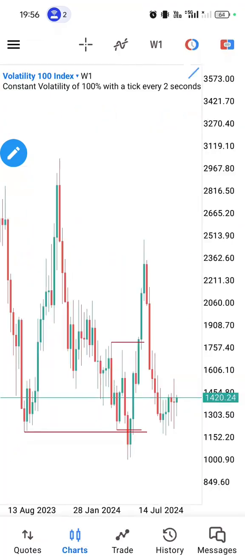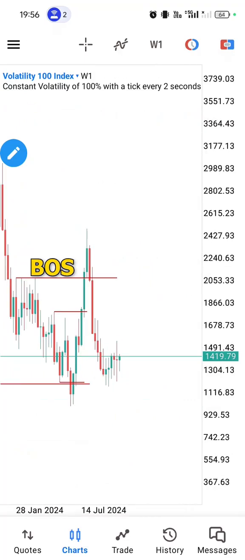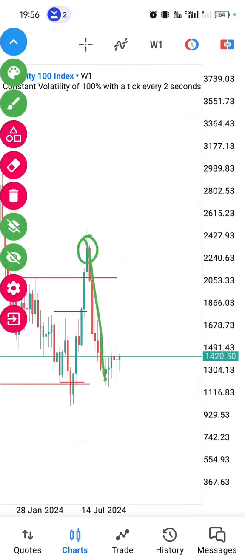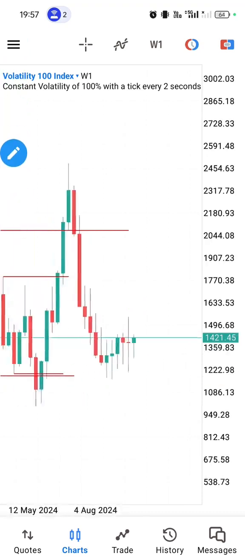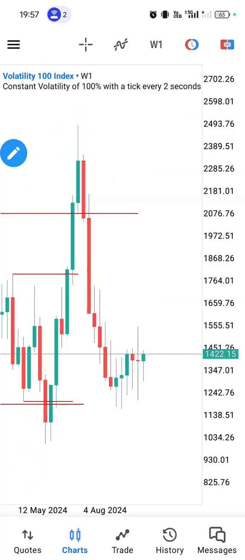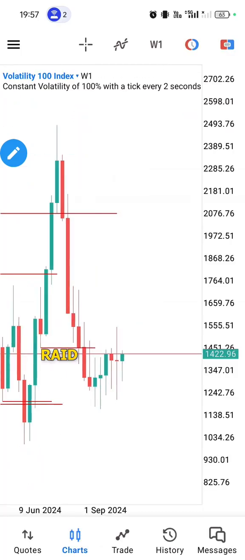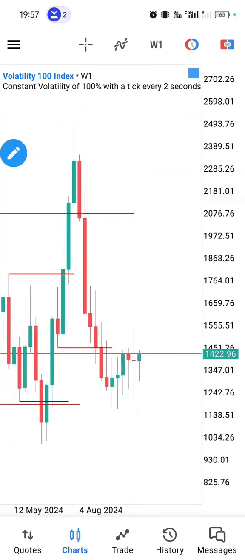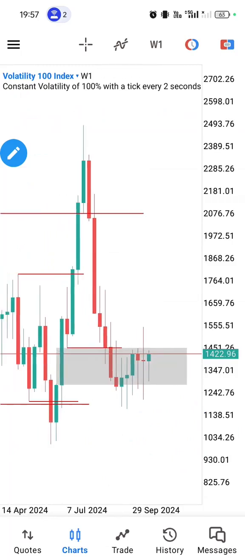Now it wants to shoot up, so it broke structure again above those equal highs. So now what it basically did is return into the range, and it's going to sort of buy from there. So what it did within the range is it traded that low, and it makes sense because that low is sort of attached to the fair value gap or imbalance.